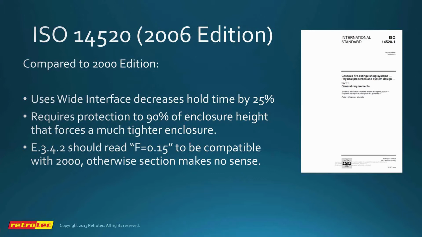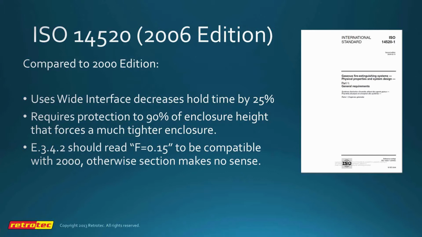have vastly made ISO more conservative. The first one is that the wide interface has decreased the hold time by at least 25%, in some cases almost 50%, because it simulates an interface which was thought to be wide, and we've since found that's not the case. It's a lot more conservative than it has to be. And also, the requirement for protection got raised up to 90% of the enclosure height. Both of those made it extremely conservative and required a lot of extra tightening.